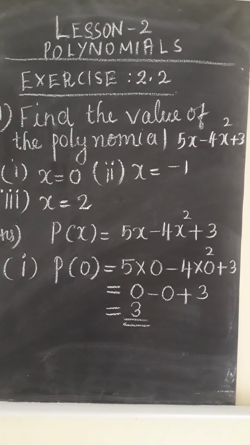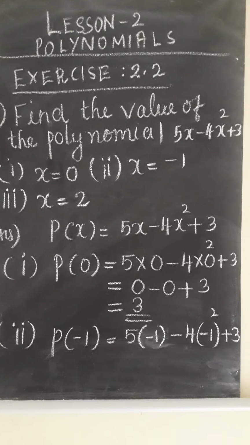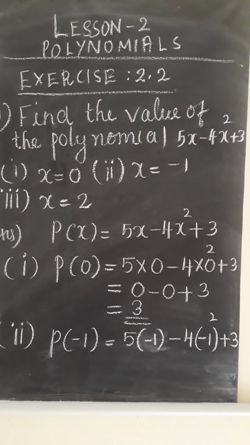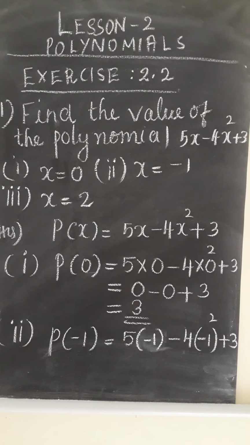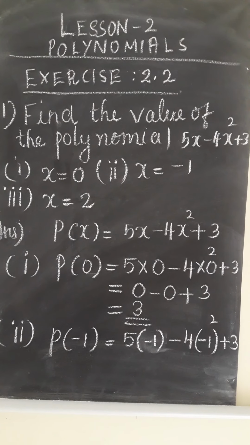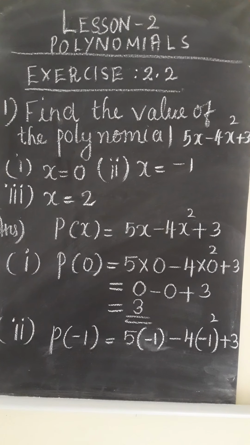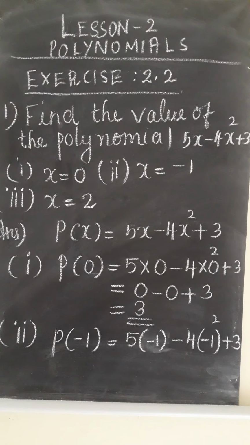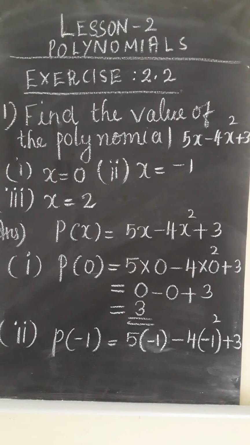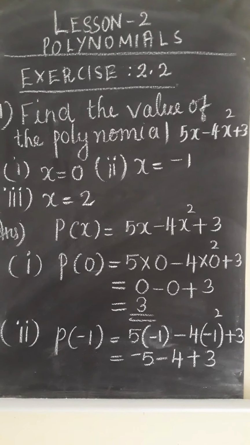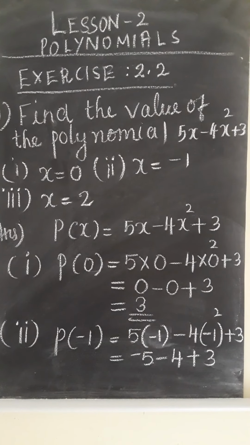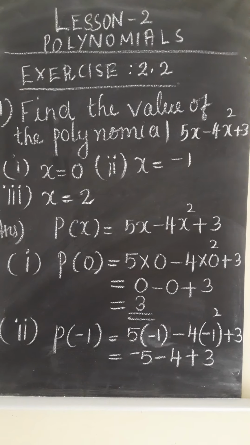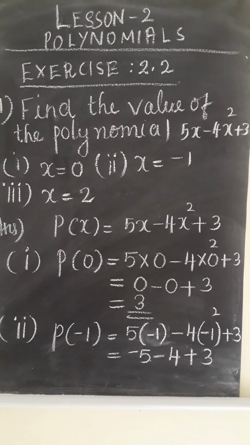Similarly, we can complete the remaining questions. For the next one, p of minus 1 is equal to 5 into minus 1 minus 4 into minus 1 square plus 3. The next step will be 5 into minus 1, that is minus 5, minus 4 into minus 1 square, it is positive 1, so 4 into 1, and the last one plus 3. So the answer is minus 5 minus 4 plus 3, that is equal to minus 9 plus 3. The answer is minus 6.